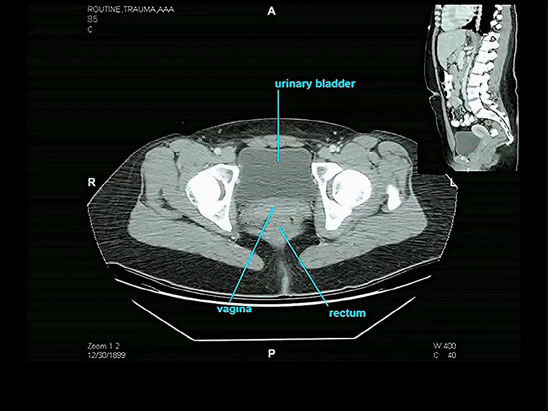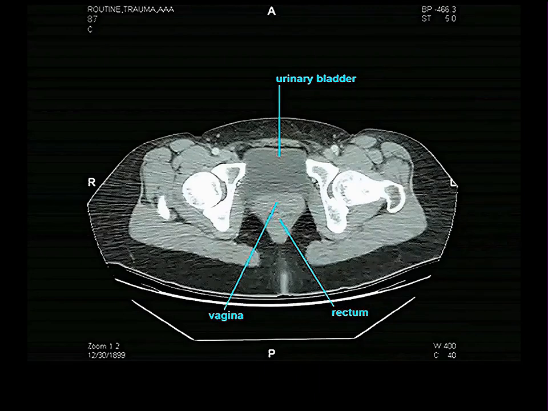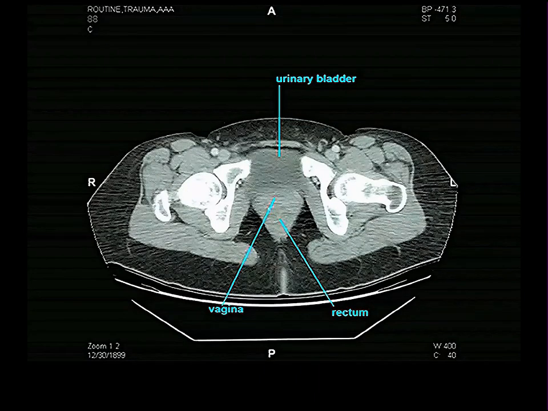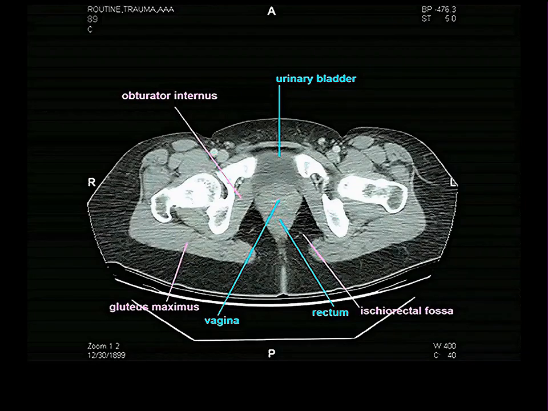They all look the same. And then we just continue down, nothing all that interesting. Just some muscles of the pelvis that are in this region. The obturator internus, which you know forms the lateral wall of the ischiorectal fossa. The fat-filled ischiorectal fossa, that's why it has a fat density.